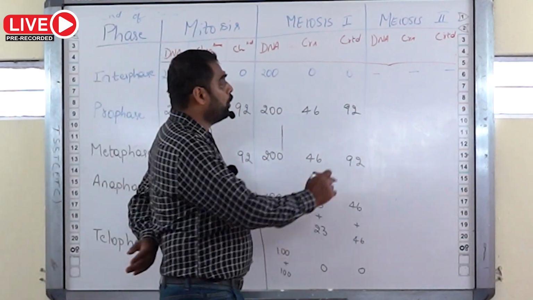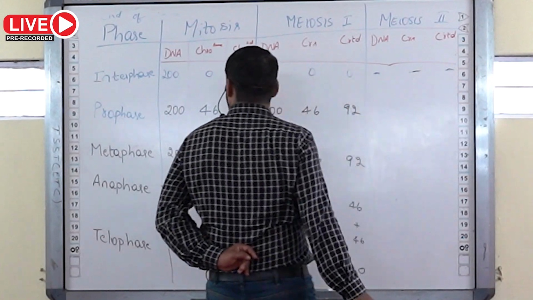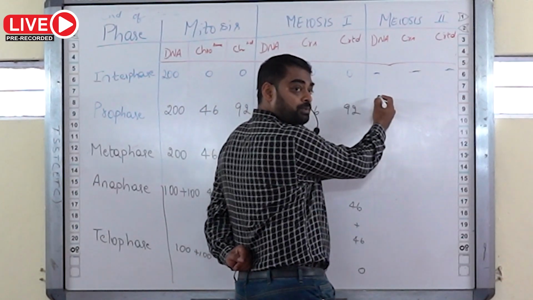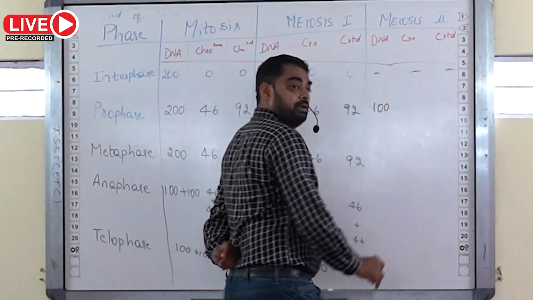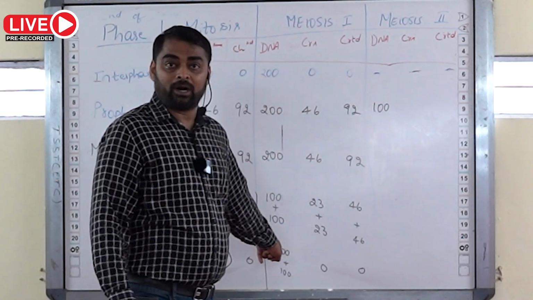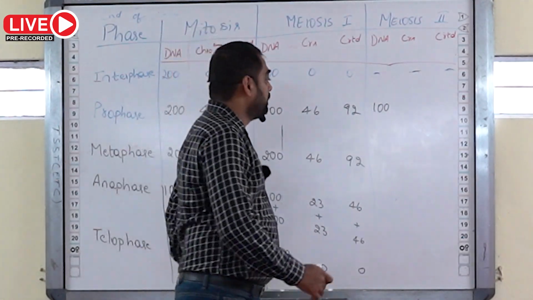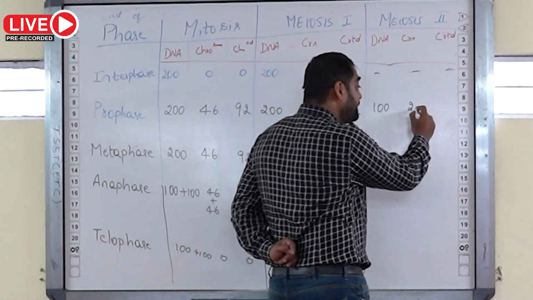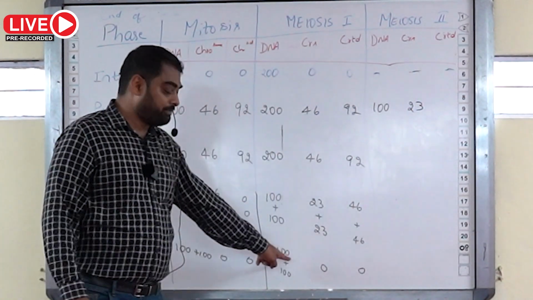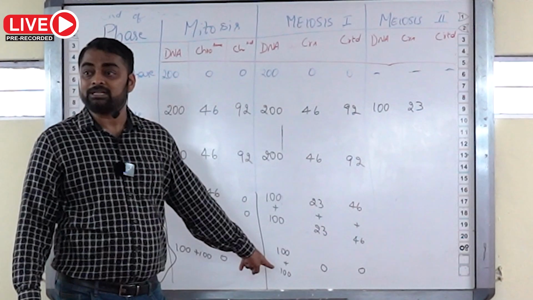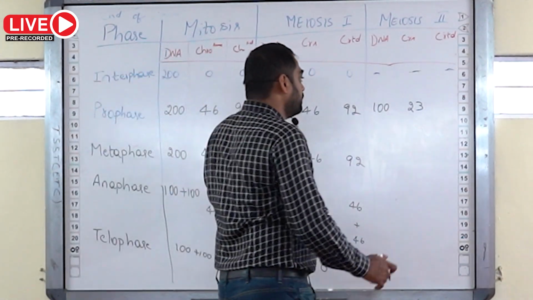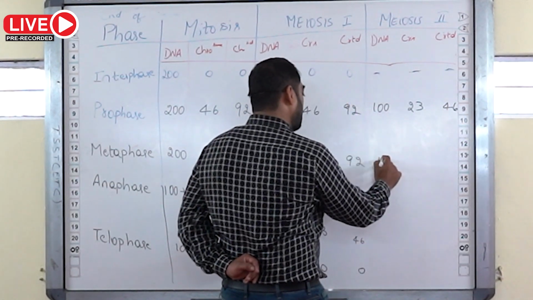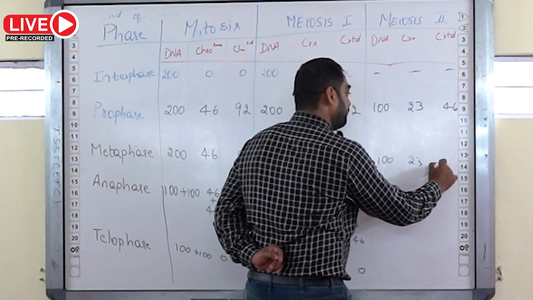Clear? No interphase in meiosis 2. At the end of prophase in meiosis 2, what is the amount of DNA? 100. We are looking at it for every daughter cell of meiosis 1. Chromosomes? 23, because each of these daughter cells at the end of meiosis 1 has 23 chromosomes. Chromatids? 46. Metaphase: 100, 23, 46.